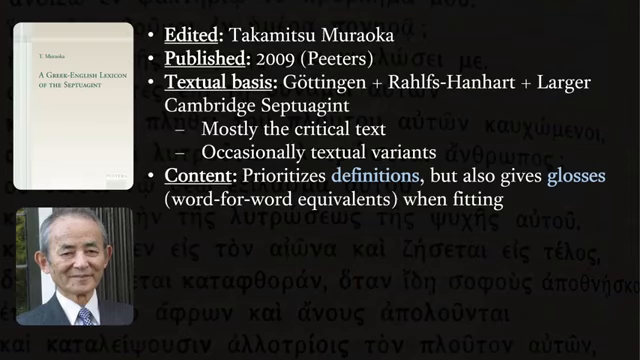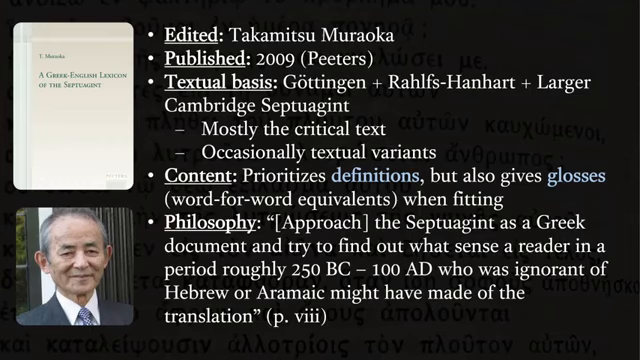Now, philosophically, what is interesting about Muraoka's work, and we'll see how this contrasts with the next one here in a few minutes, is that in the intro on page 8, he summarizes that he's going to approach the Septuagint as a Greek document. He is in the school of thought, which I'll cover down the road in a different video, that mainly looks at the Septuagint as a Greek thing, not necessarily just a window to the Hebrew.